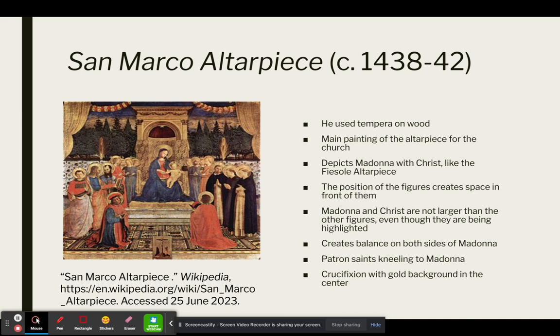However, he does not successfully use scale because Madonna and Christ are not larger than the other figures, even though they are being highlighted. One thing he does do is create balance on both sides of Madonna by using symmetry. We also see several patron saints kneeling to Madonna and a crucifixion with a gold background in the lower center.